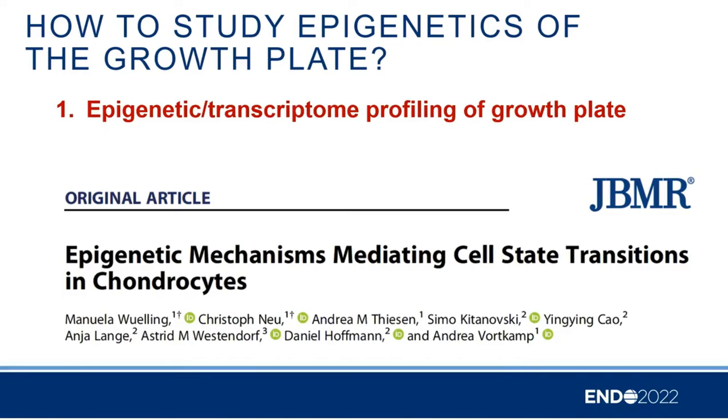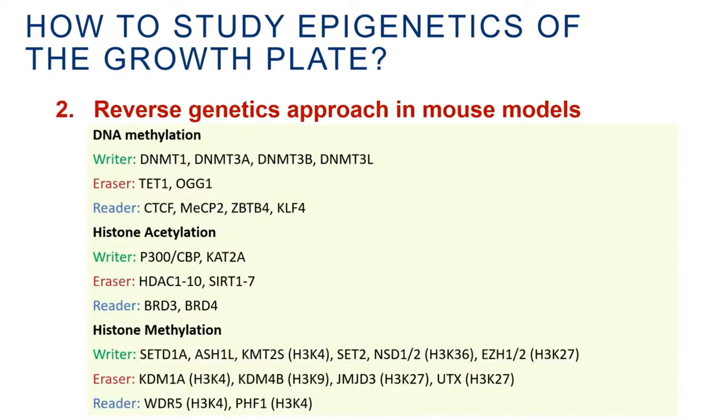And then the second approach would be to use some reverse genetics. Over the years, there are many genes that were discovered to be epigenetic regulators. Usually people classify them as writers, erasers, or readers of epigenetic marks, meaning you either add, remove, or just read the epigenetic marks in the chromosome. So one could try to knock out these genes in the growth plate, for example in the mouse, and then look at the skeletal phenotype. And that has indeed led to many insights into what these genes could be doing in the growth plate.